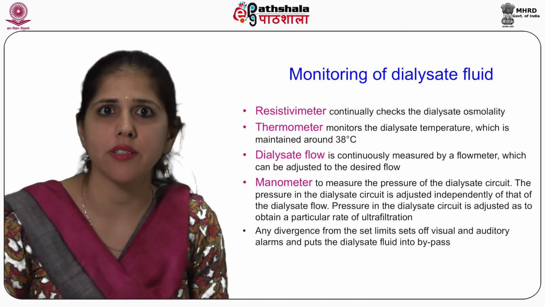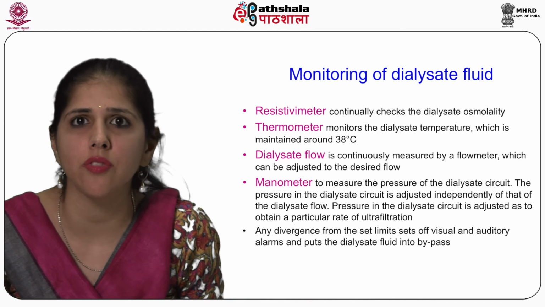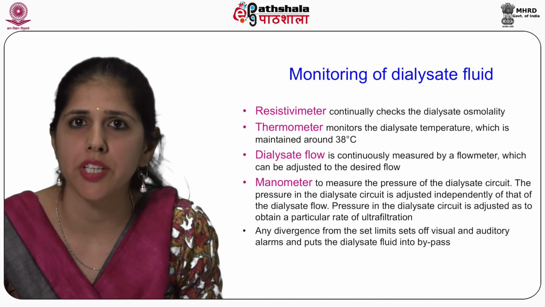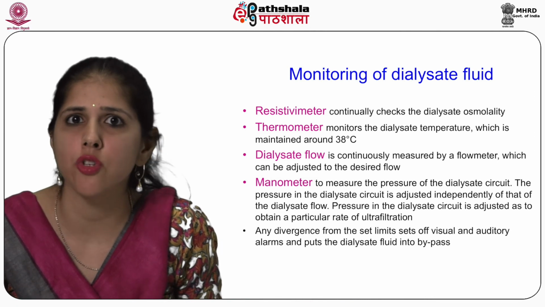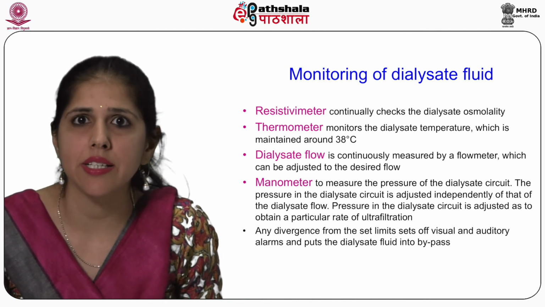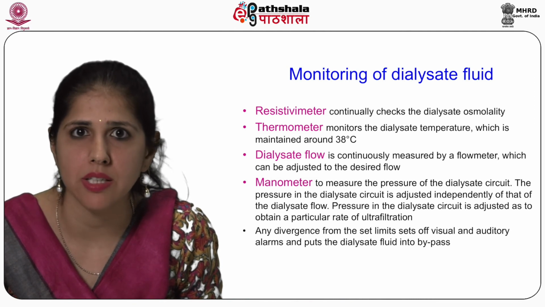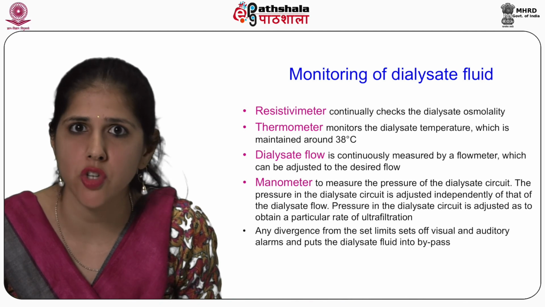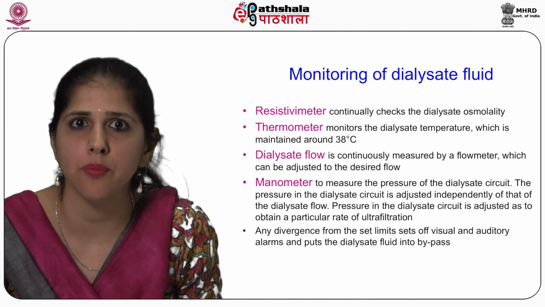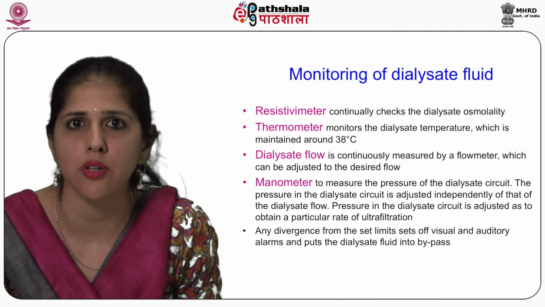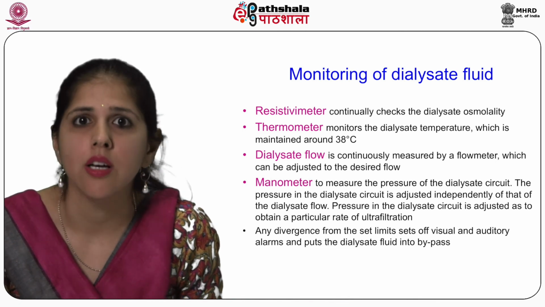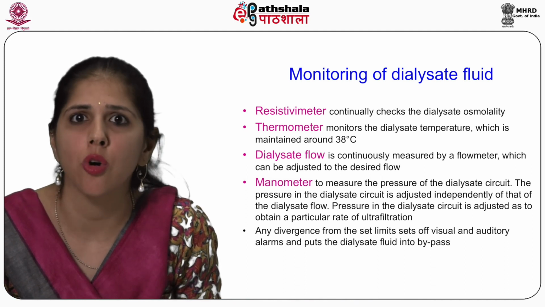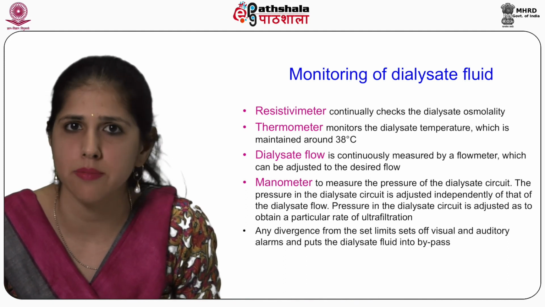The second monitoring system that we discussed is monitoring of the dialysate fluid. Like we discussed, in this we need to monitor the temperature. It should be warm, but it should not be hot. At the same time, we also have a resistive meter, a flow meter and a pressure meter. Now, flow and pressure would determine how effectively the process of exchange or diffusion will occur across the hemodialysis membrane. Here also, any divergence from the set parameters would lead to an auto shutdown mode of the dialysis machine.